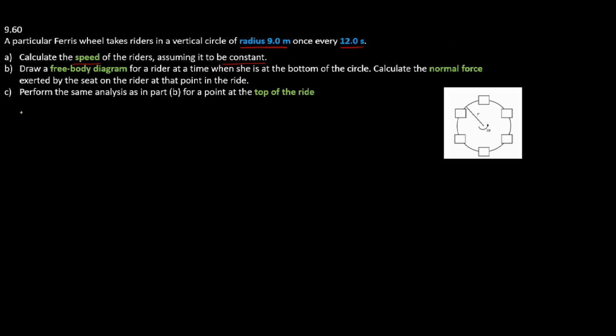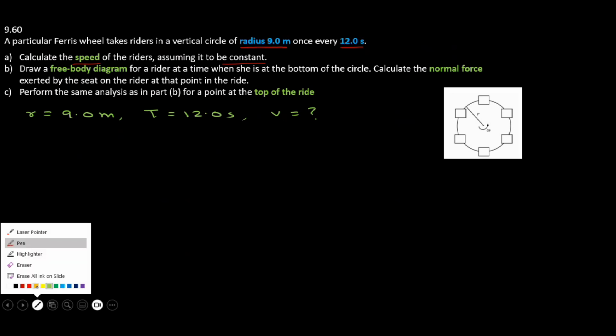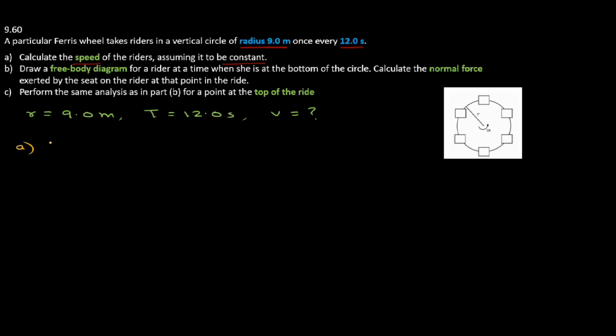I have the radius of the Ferris wheel, which is r equals 9.0 meters. And then we have that it completes one circle every 12 seconds. So I have the time period T, which is 12 seconds. I need to find the constant speed with which the riders are moving. So we need to find the speed v. Now we can calculate the speed v by taking the basic rule of speed, which is distance traveled over the time, since this is the constant value.